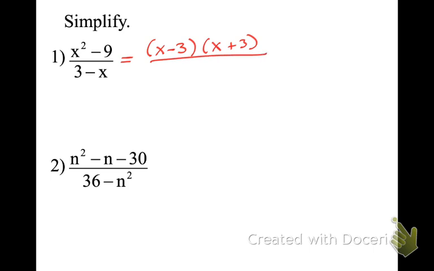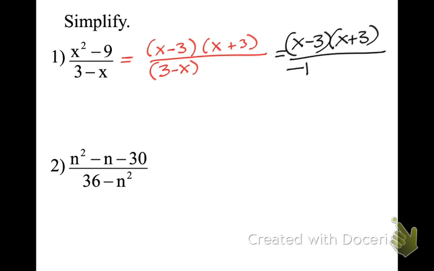Okay, now, are you noticing that 3 minus x is the opposite? That denominator right here is the opposite of this numerator factor. So we can change that. I probably would have done this all in one. So I would do x minus 3 times x plus 3, and then I'm going to factor out a negative 1. And what does it become? x minus 3. Now, what can we cross cancel?